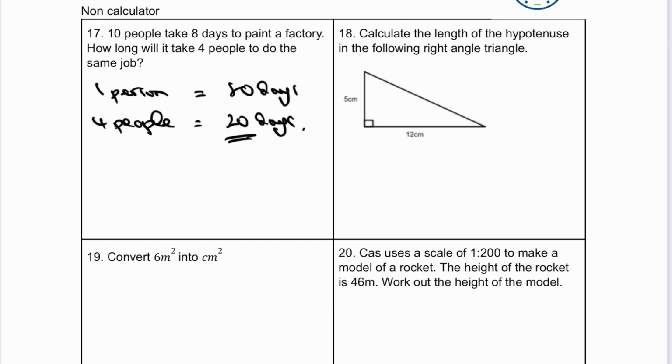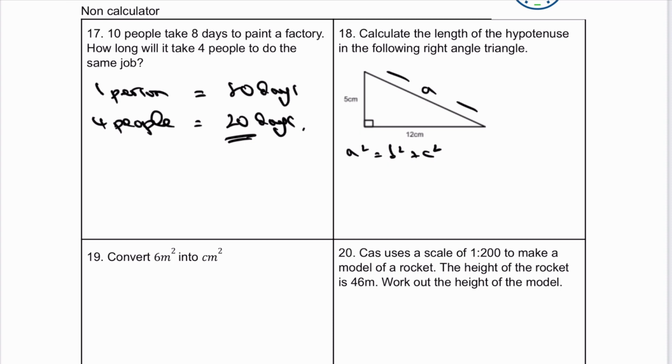Calculate the length of the hypotenuse. Well, we're just going to use Pythagoras for this, so I'm going to say a squared equals b squared plus c squared. So a is going to be the hypotenuse. Some people will say c squared equals a squared plus b squared. It doesn't really matter, providing you recognise that the hypotenuse squared is equal to the sum of the square of the other 2 sides.